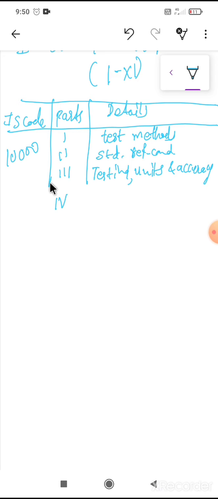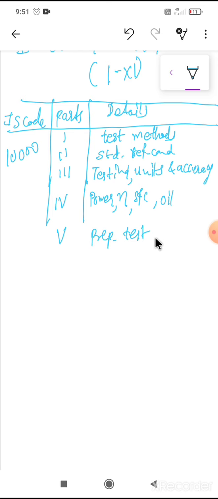Then in part 4, the declaration of power, that is how much power is being produced, efficiency, then specific fuel consumption, how much fuel is being consumed, and lubricating oil consumption, how much oil is being consumed. So this is up to part 4. Then will come part 5: preparation for tests and measurement of wear, that is, the wear rate of the components, which we also need to measure. Then recording of test results, how all the results should be recorded.